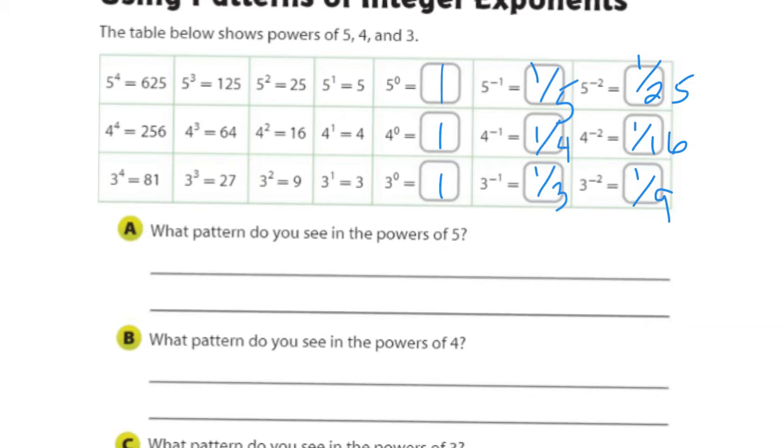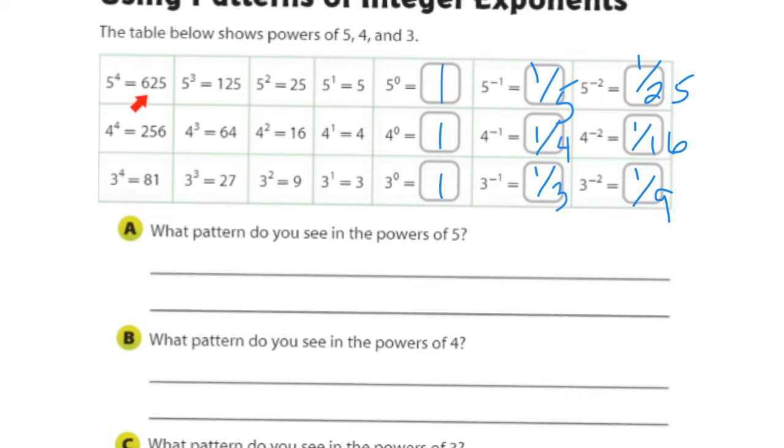Okay, so this is still on page 33, and you have these patterns here. 5 to the 4th is 625. That's 5 times 5 times 5 times 5. 5 to the 3rd is 125. 5 squared, 5 times 5, is 25. So as you go down this pattern of 5 and take 1 away from the exponent, you're actually dividing every step by 5. So 4, 3, 2, 1, etc.